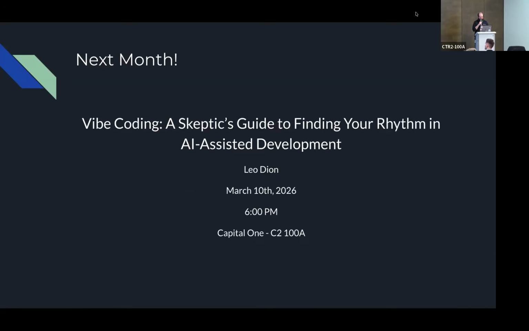All right. Next month, we are going to have a remote speaker. Leo is going to come talk to us about vibe coding, a skeptic's guide to finding your rhythm in AI-assisted development. For those here in McLean, in the DC area, we'll be back here as usual.